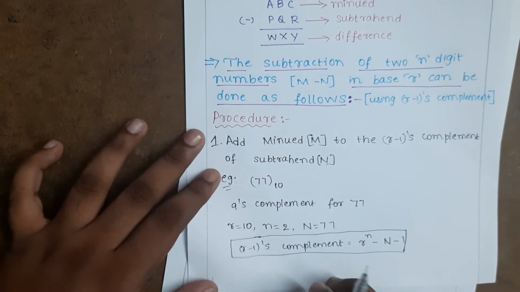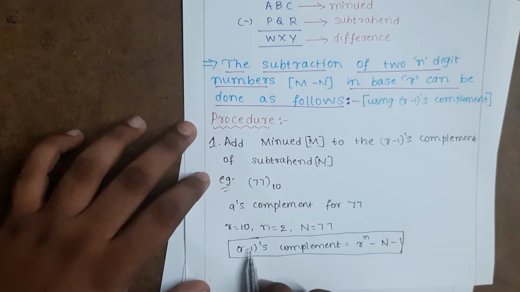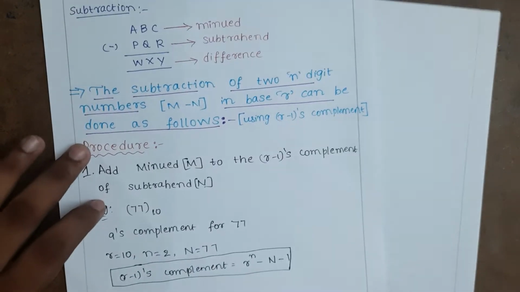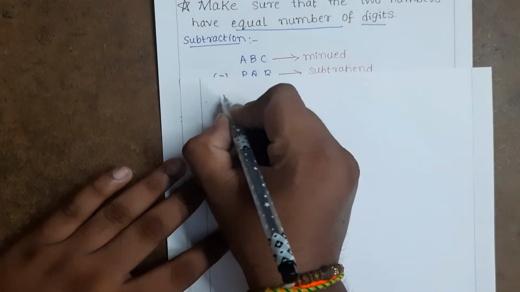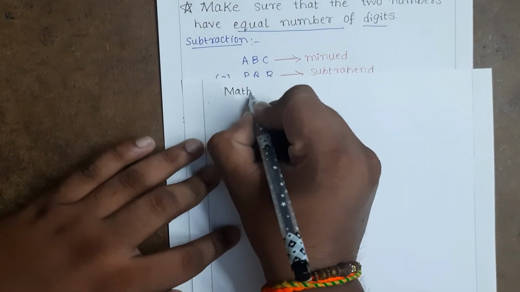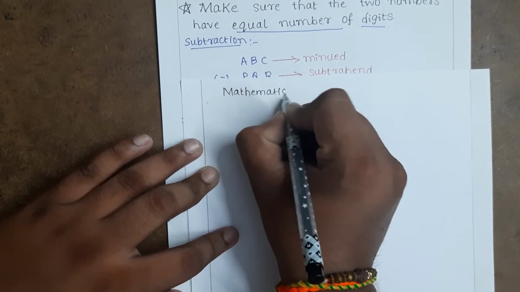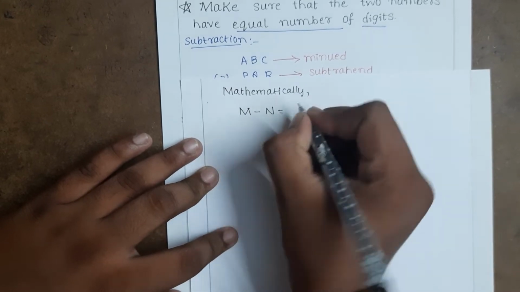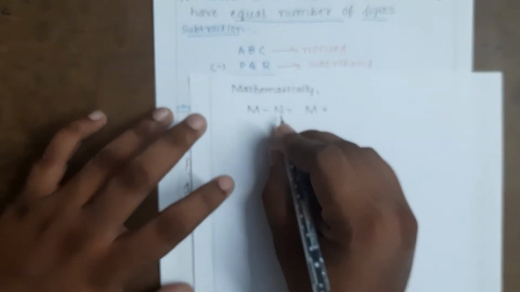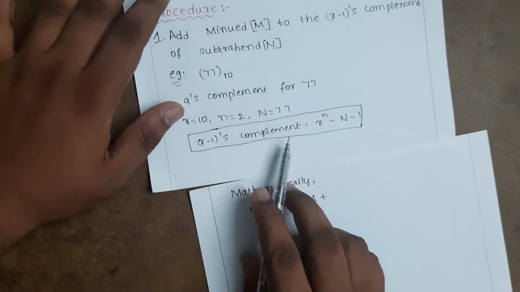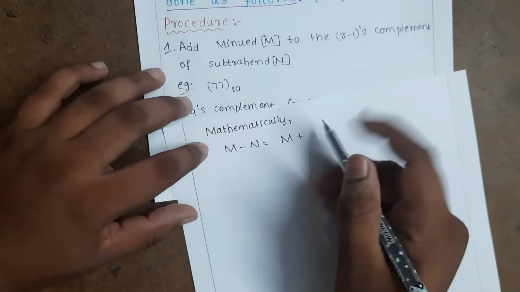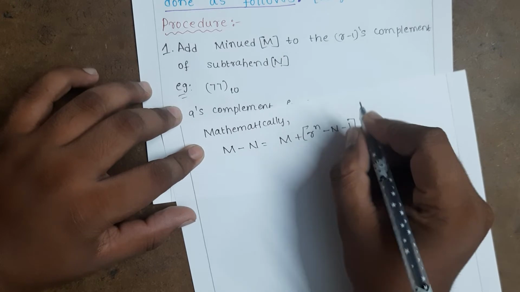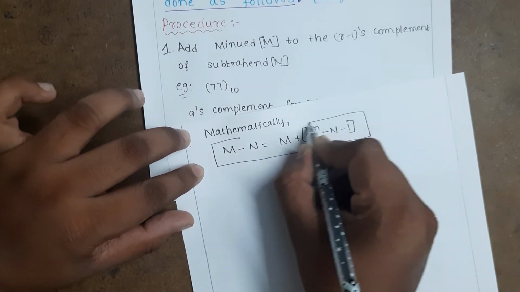Now I'll use this formula, so then we'll get the r-1's complement. That should be added to the minuend capital M. Mathematically, it can be represented as follows: capital M minus capital N is equal to M plus, instead of the subtrahend, we take the r-1's complement of it, so it becomes r to the power n minus N minus 1. So this is the first step in solving.